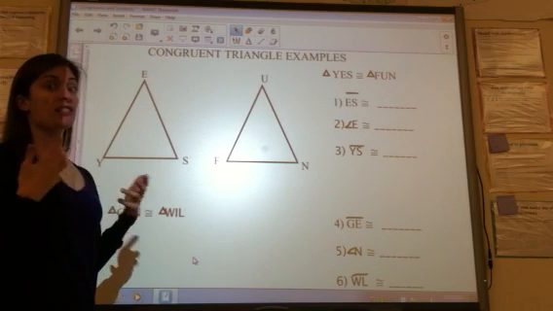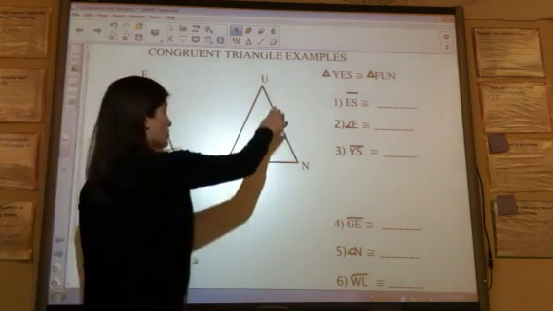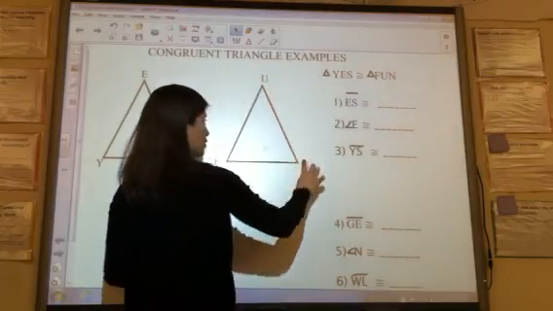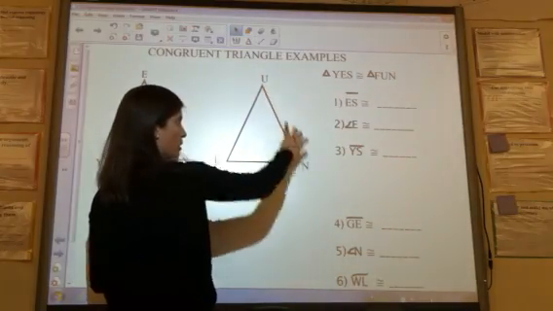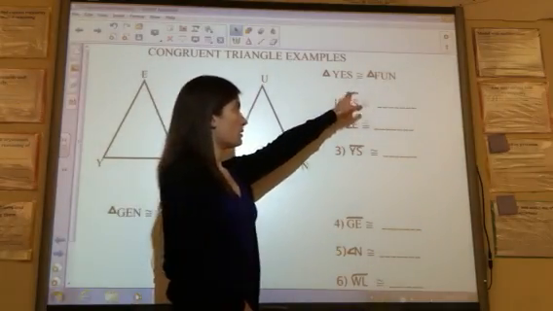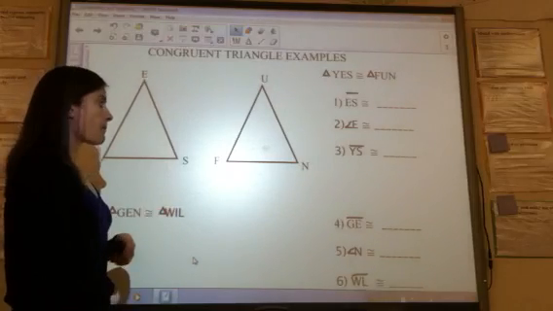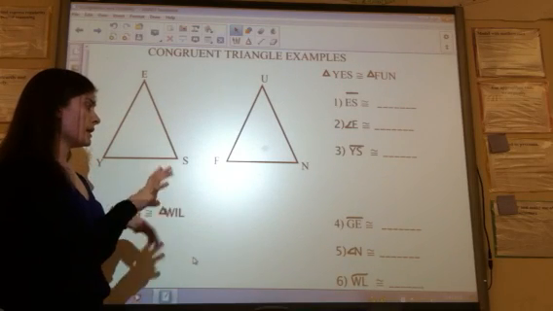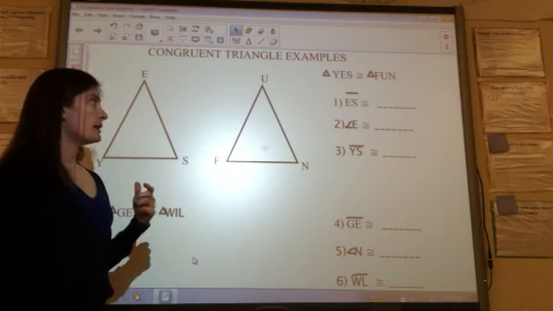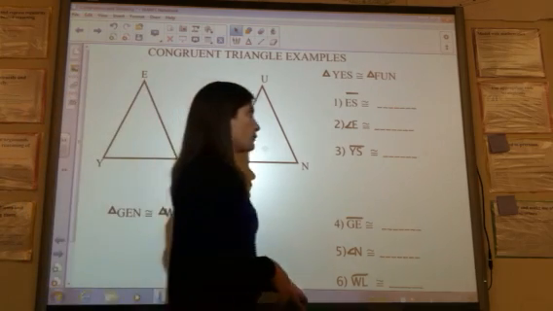We can also say which sides are congruent to each other because of the order of the letters. So UN, side UN, remember we call line segments or sides using the little line segment line. So UN is congruent to ES. If you want, you can go ahead and fill this slide out, but it's very basic and I feel like we've done this before. So I will do the first three.